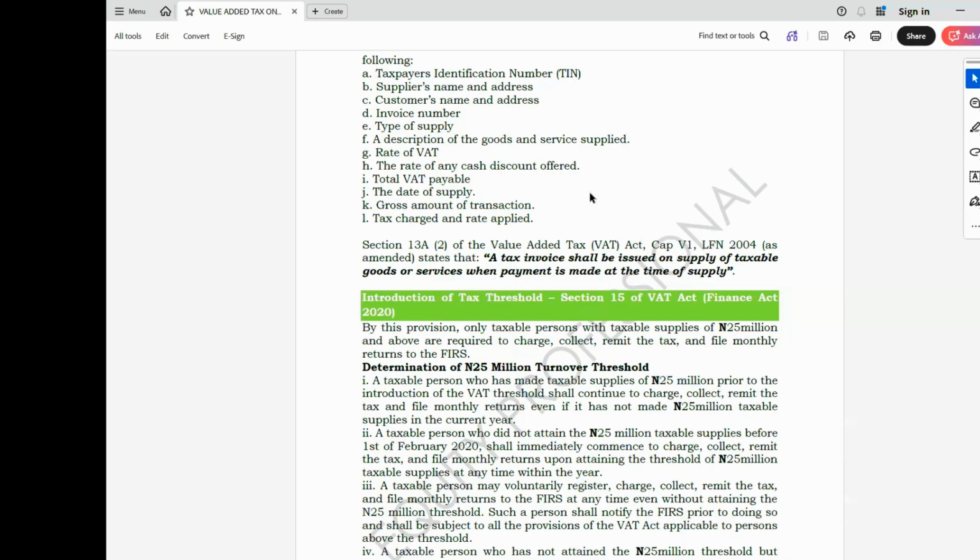It became effective in February. As at that February, the fact that you are yet to get up to 25 million does not make you not to fall under the threshold. That means what the law is saying is that because you have already gotten more than 25 million threshold before the law came in, you are expected to continue to be charging VAT, because basically your taxable supply will be more than 25 million by the end of the year.